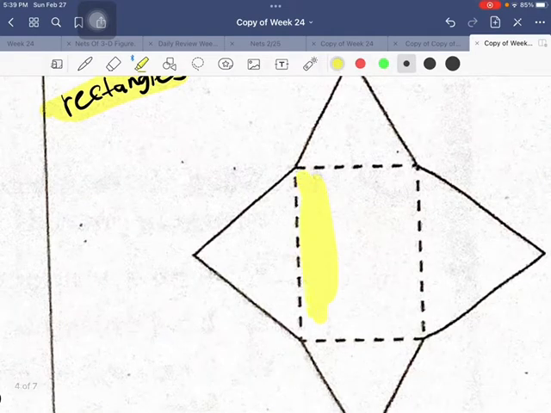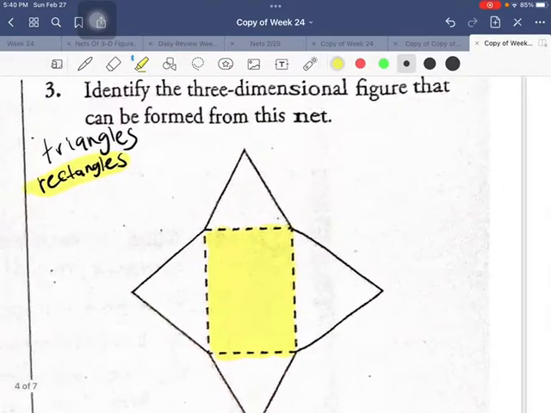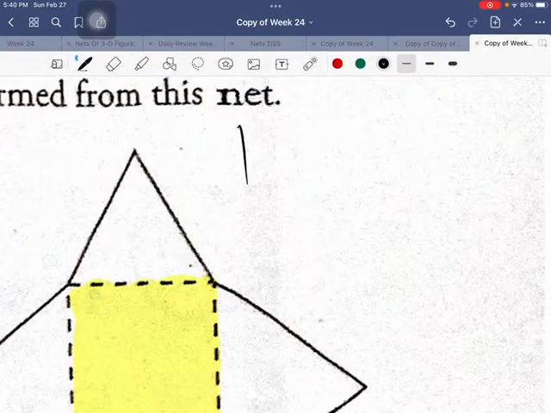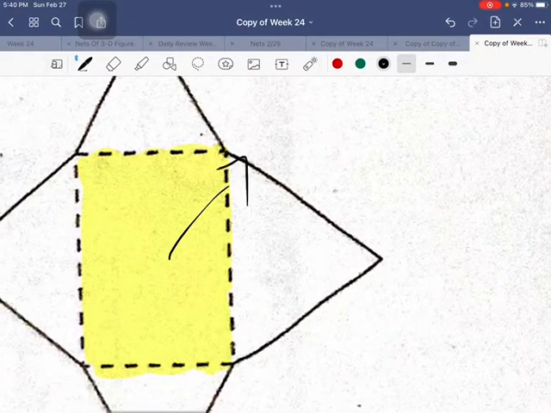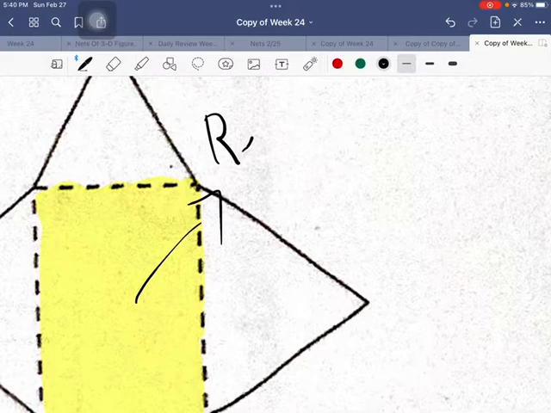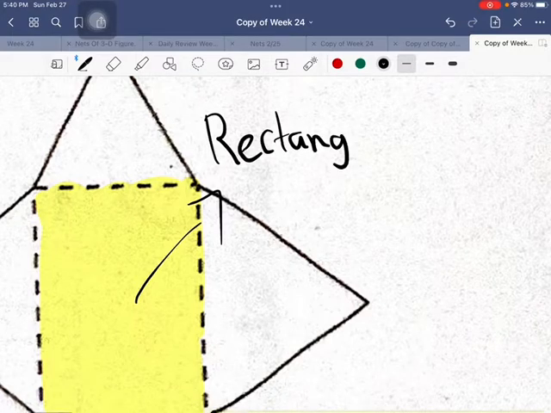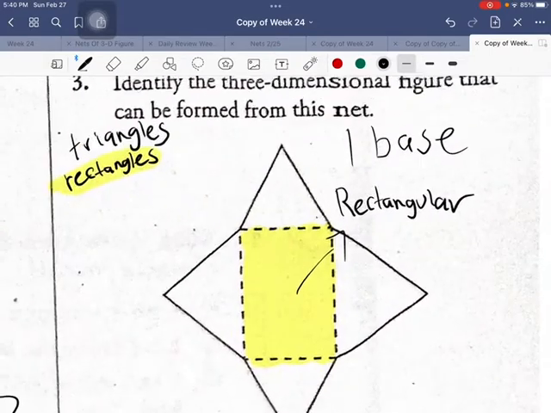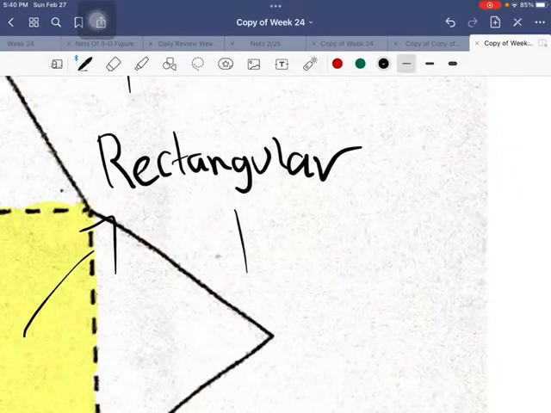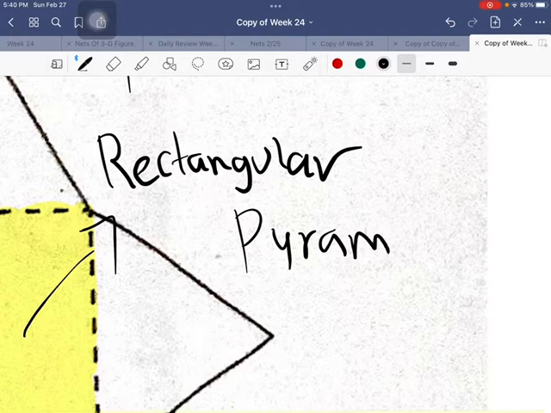Well, I think we just have a 1 rectangle. So that means we just have a 1 base. 1 base means what? We're going to have a prism or a pyramid. What is the shape again? Rectangle, so it's going to be rectangular. What do you think? Prism or pyramid? 1 base means it's going to be a pyramid.